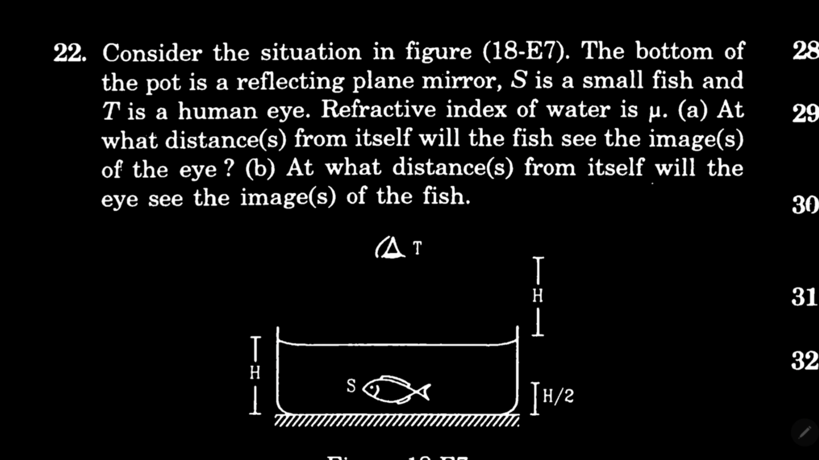In 22, we need to consider this figure, and we need to find at what distance from itself will the fish see the image of the eye, and at what distance from itself will the eye see the image of the fish.